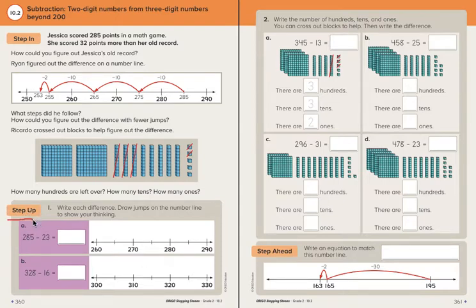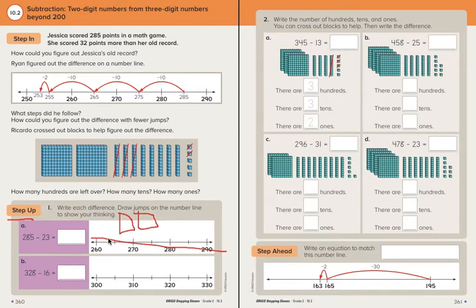Number one, the directions say write each difference. Draw jumps on the number line to show your thinking. If you use the number line, go ahead and draw your jumps, but you don't have to use the number line. If you want to just cross the number line out and draw blocks, you can do that.